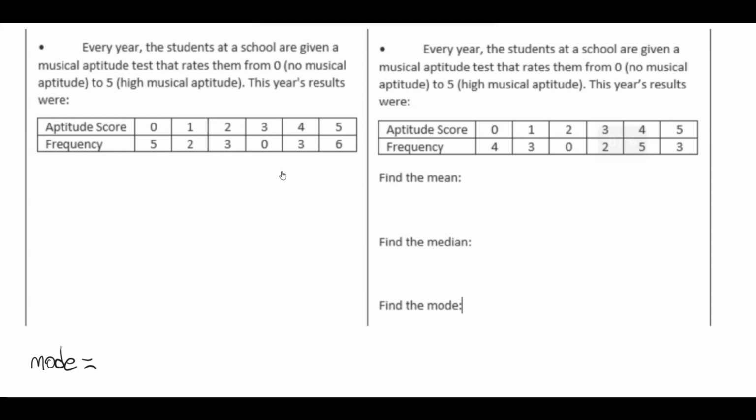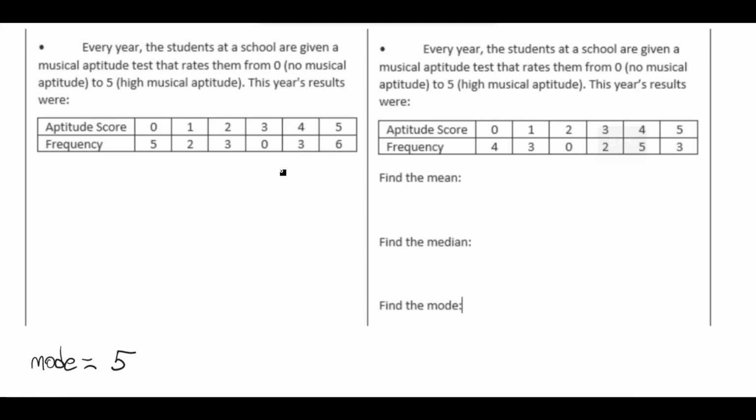The most common. Well, obviously, the biggest frequency is 6. So the most frequent score is 5. So the mode is very easy from a frequency distribution table. But the mean and median are not so easy.